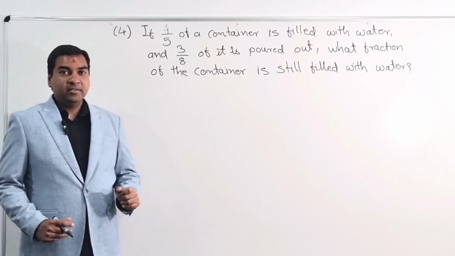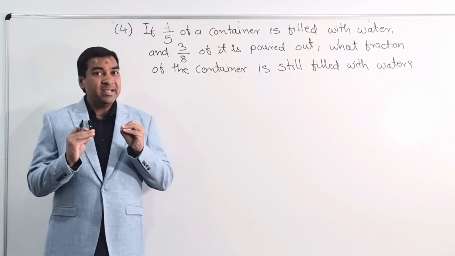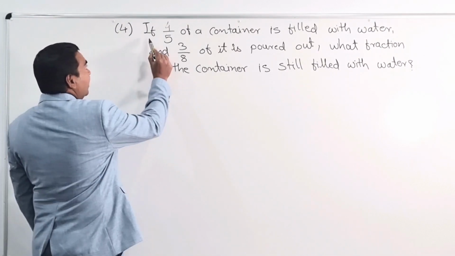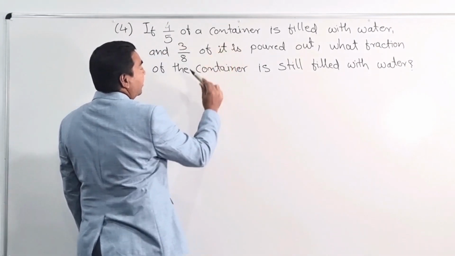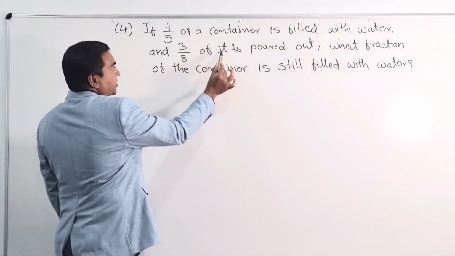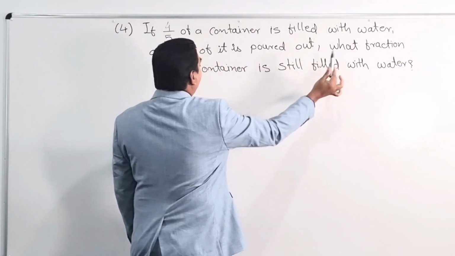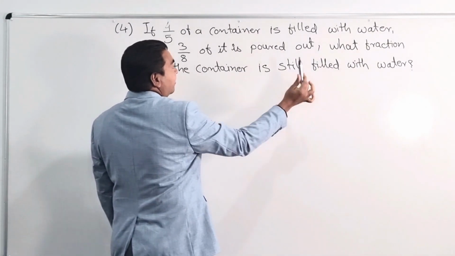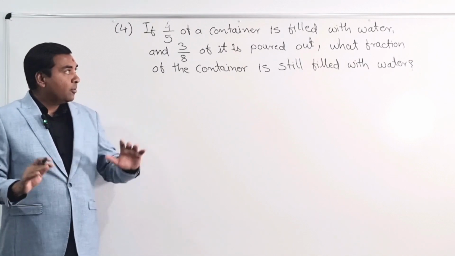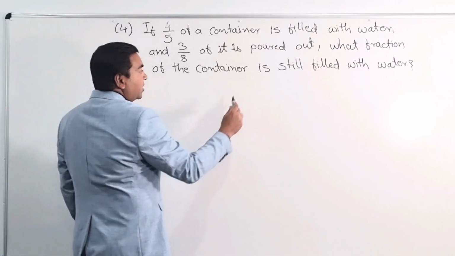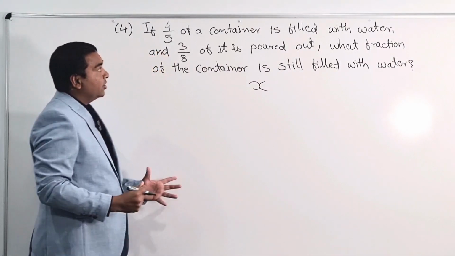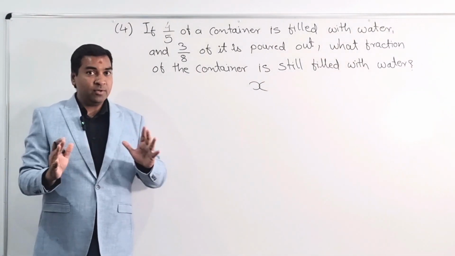Question 4. This is a little tricky question, so you've got to understand properly and then do it. So let's read the question first. If 4/5 of a container is filled with water and 3/8 of it is poured out, what fraction of the container is still filled with water? So the very first thing, let us say the total capacity of the container is x. So x is the liters when it's completely filled with water.